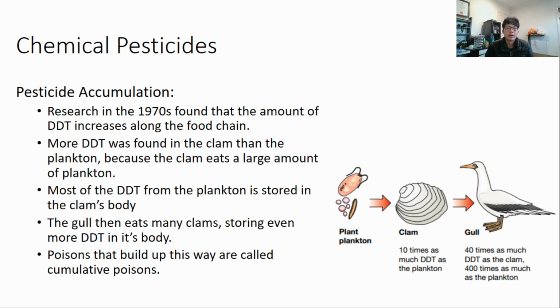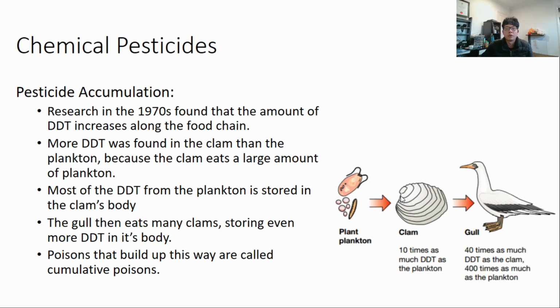More DDT was found in the clam, so looking at this picture on the right, more DDT was found in the clam than the plankton because the clam eats a large amount of plankton. So if you remember from previous lessons, this is a food chain. The clam eats the plankton, and because the clam eats a lot of plankton, it's going to have more DDT, more of the poisonous substance inside it than the plankton. Most of the DDT from the plankton is stored in the clam's body, and then the gull eats a lot of clams, which stores even more DDT in the gull's body. Poisons that build up in this way are called cumulative poisons.